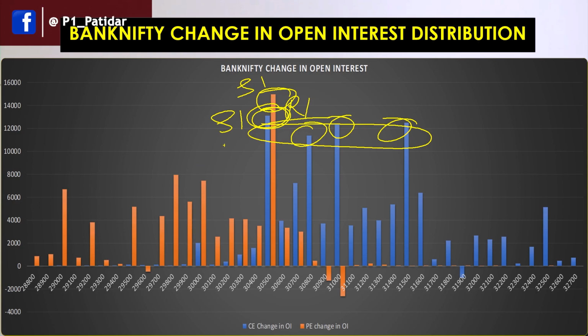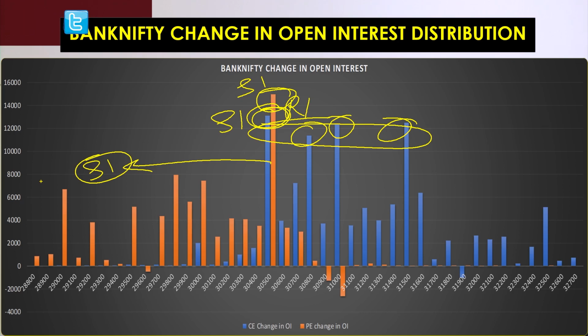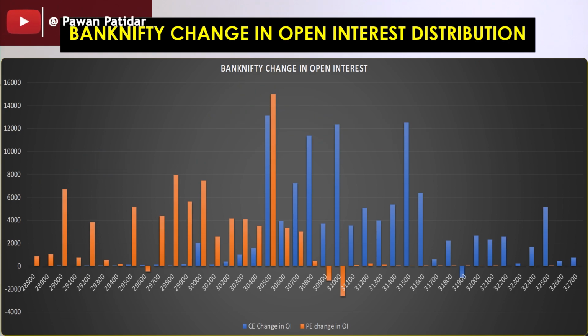So what will they do? Well, they will square off these positions and they will make the support somewhere here. That is definitely going to happen because there is a lot of open interest build-up on the call side, meaning a lot of call selling has been done. So now let's see in the next trading session where the market goes.